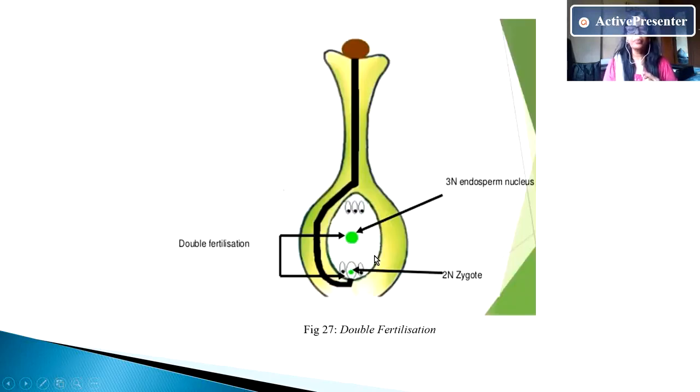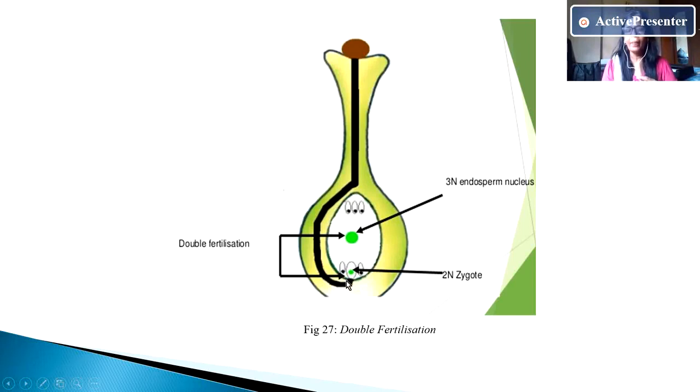See here, double fertilization. Pollen grains come and stick on the stigma. They produce a pollen tube. The pollen tube carries the male gametes. Male gametes are immobile, so this is known as siphonogamy. The pollen tube comes either through the chalaza, or through the integument, or through the micropyle.